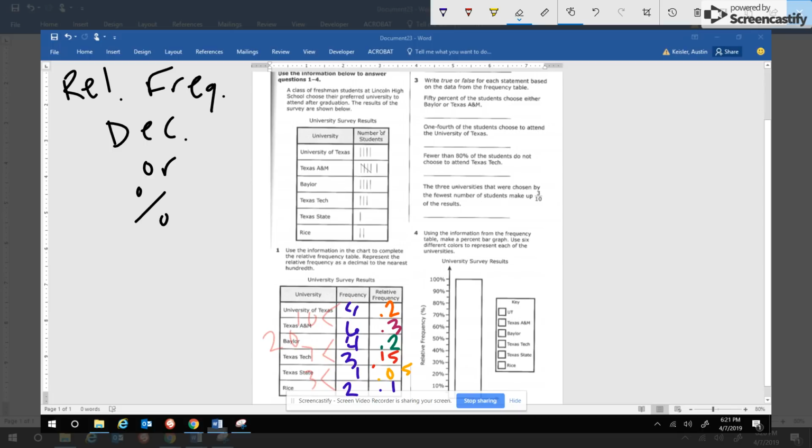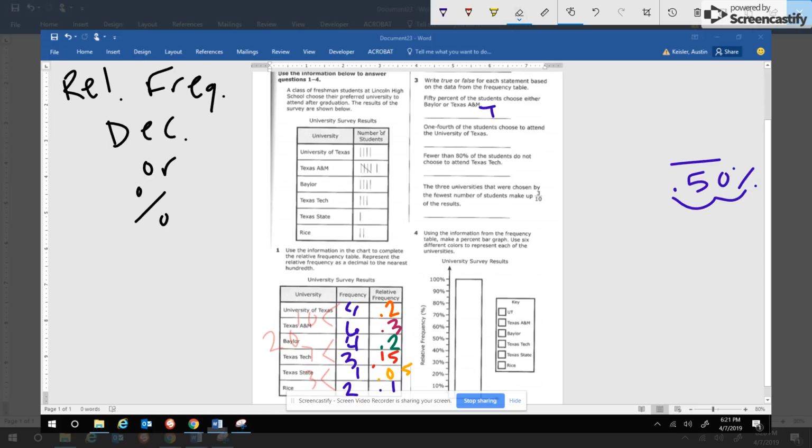The first one says 50% of the students chose either Baylor or Texas A&M. Well, if we add them up, Texas A&M was 3/10 and Baylor was 2/10. So if we add those up, we get 5/10, which, if we move our decimal, is 50%. So that one is true.